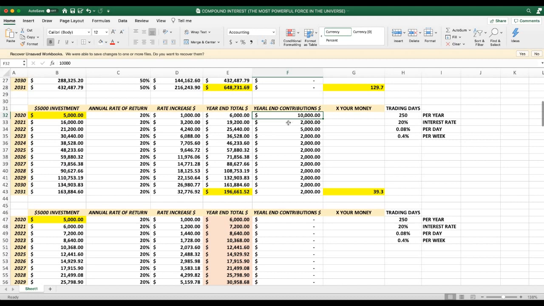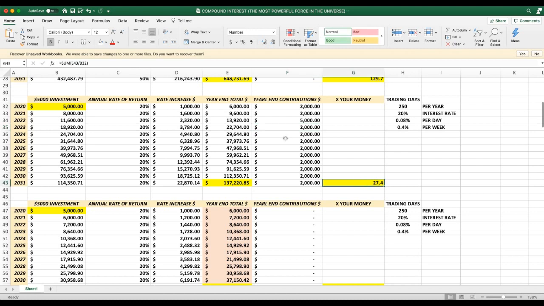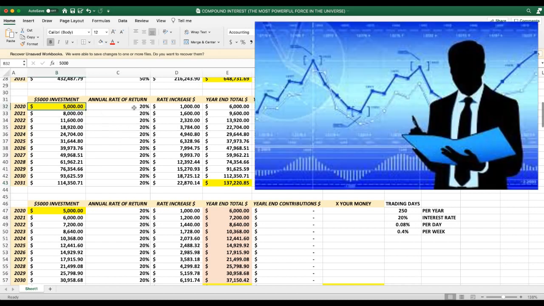There's nothing wrong with taking money out. Oh, I need to take 1,000 out to do XYZ. That's fine. Just try to replace that money. So try to be a net positive. But anyway, just so you can see, a 5,000 investment at 20% is 27x over 10 years. If I said to almost any investor or even any investment firm, hey, I can make you 20%.